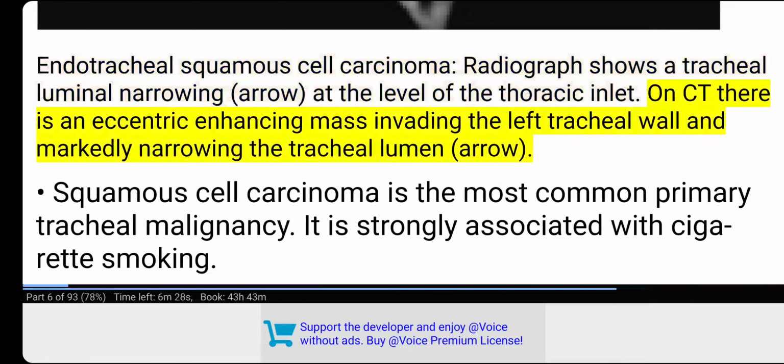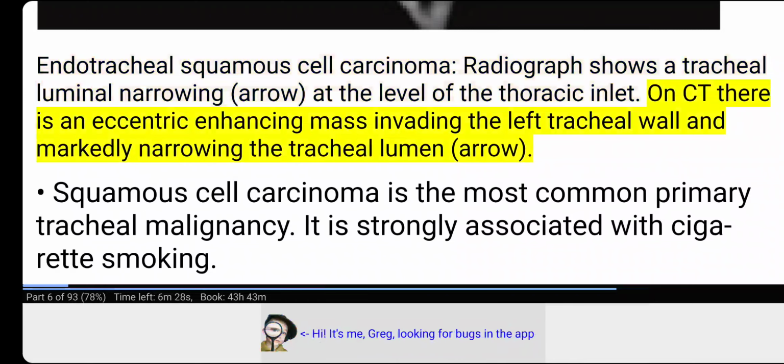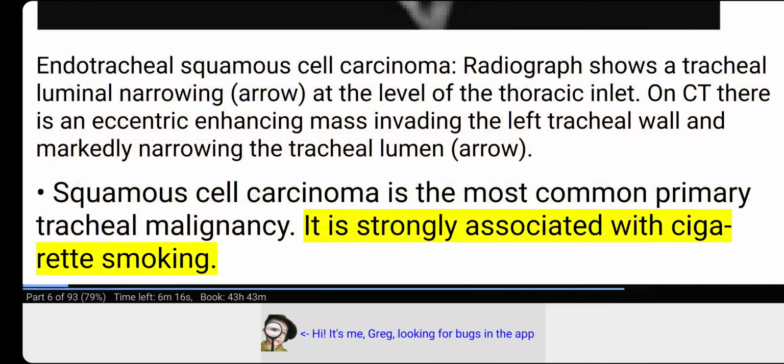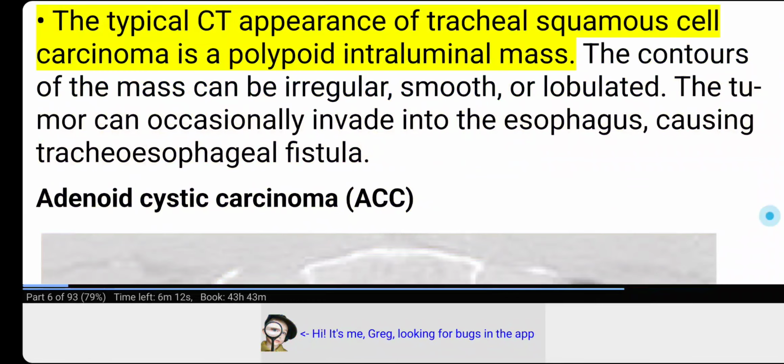On CT there is an eccentric enhancing mass invading the left tracheal wall and markedly narrowing the tracheal lumen, arrow. Squamous cell carcinoma is the most common primary tracheal malignancy. It is strongly associated with cigarette smoking. The typical CT appearance of tracheal squamous cell carcinoma is a polypoid intraluminal mass.